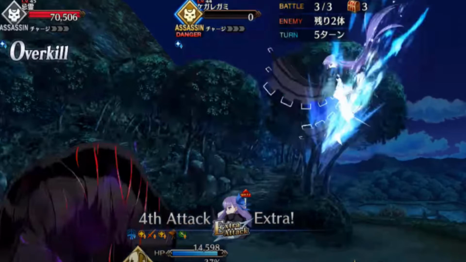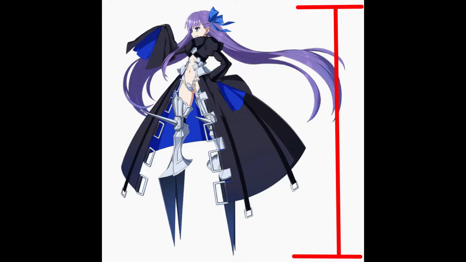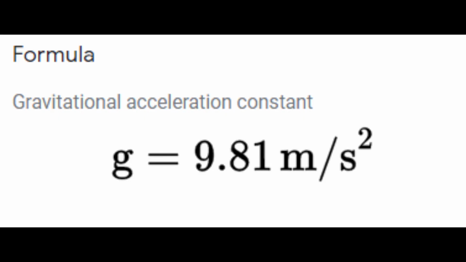Now we go to the peak of the kick. In order to figure out the gravitational potential energy in this situation, we'll need her height, how high off the ground she is, and gravity. Gravity is 9.8 meters per second, but for this class we use 10 meters per second. According to the Type Moon wiki, on her character profile, it says that she is 190 centimeters, or 6'2". For this equation specifically, we'll need the number in meters, and 190 centimeters is 1.9 meters.